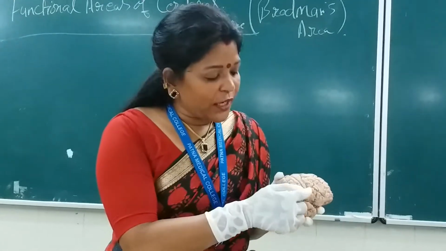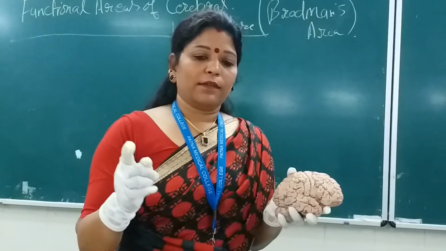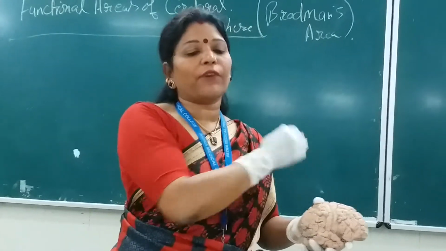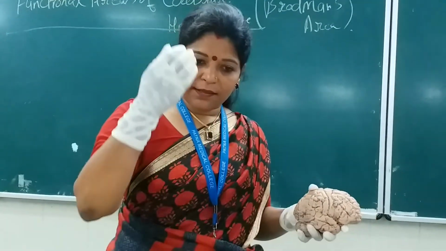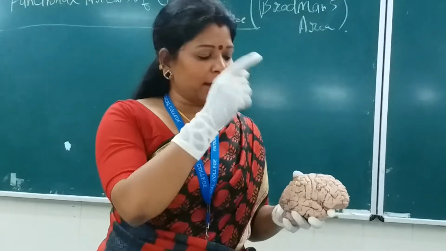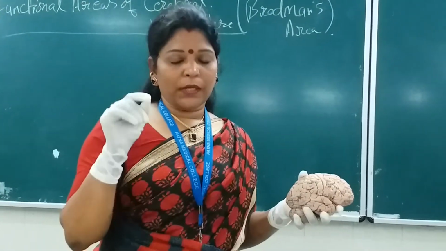Then there is a motor area. First of all, this motor area controls what? Fine touch, the temperature, the pain of the opposite half of the body. But there are some axial muscles that are controlled by the motor area of the same side. Sometimes this point must be clear.